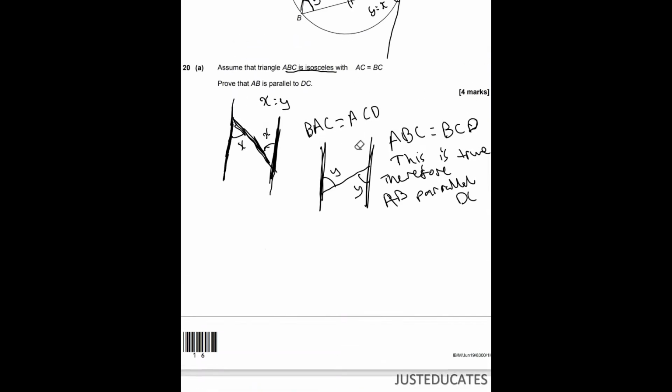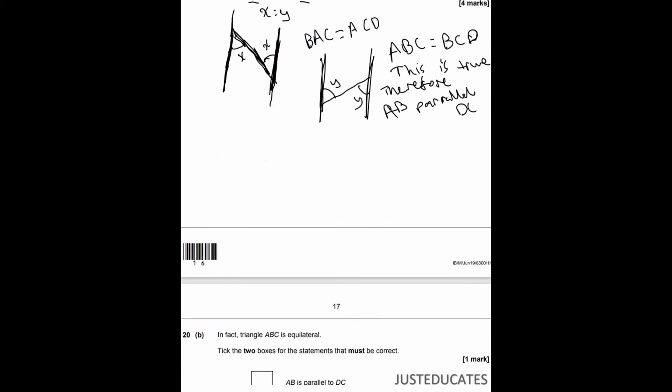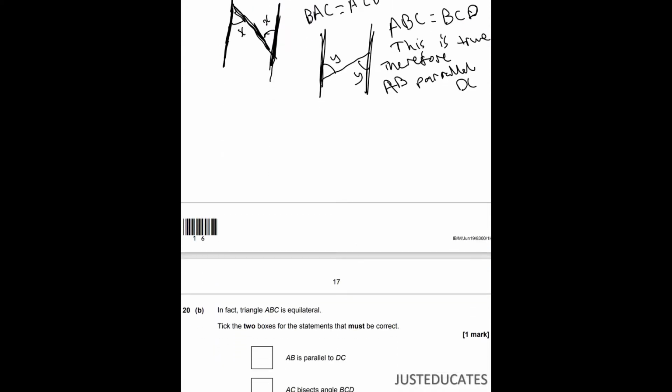All right, so what we're told now is that in fact ABC is equilateral. So tick two statements that must be true. Right, so let's have a look at these statements. AB is parallel to DC. Well, we just proved that, right? We literally just showed that this is true. So AB is parallel to DC, and the fact that it's equilateral doesn't change anything. So that's going to be true still. Let's just tick.